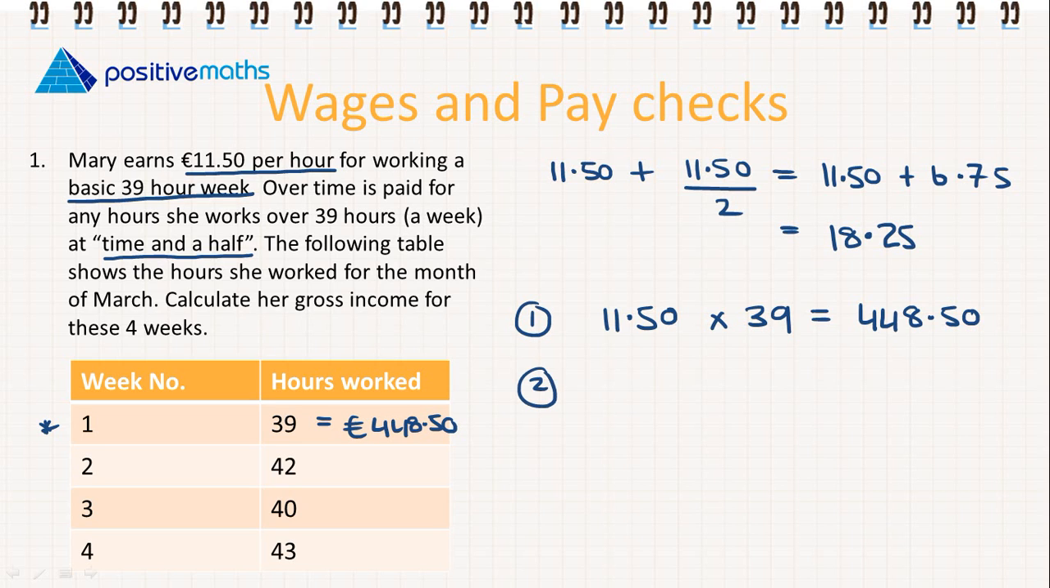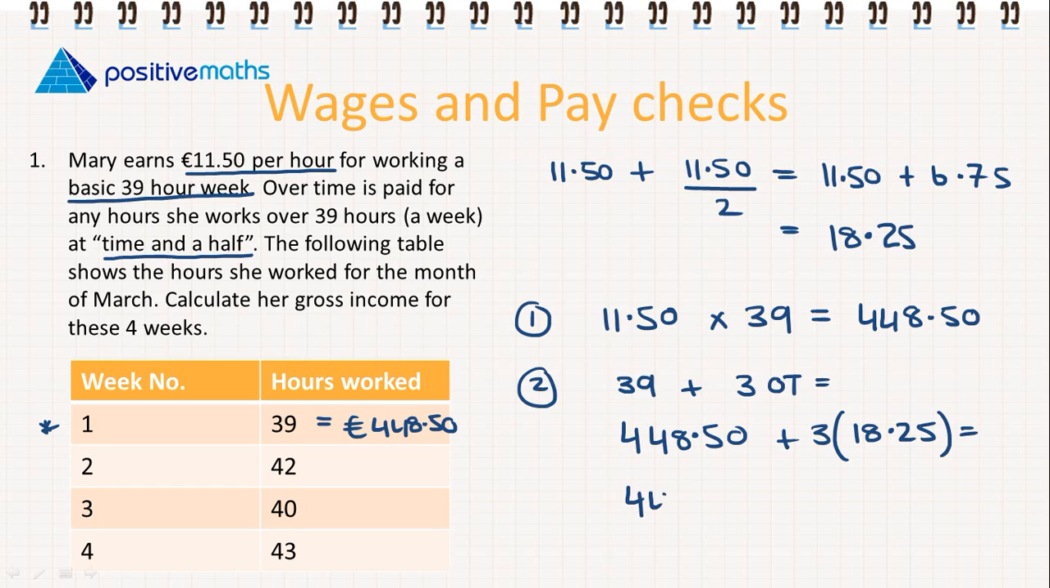Okay, week 2, 42 hours. So that's the basic 39 hours plus 3 hours of overtime. So it's going to be $448.50 for the basic hours plus 3 multiplied by 18.25. That's $54.75. And our total is $503.25.